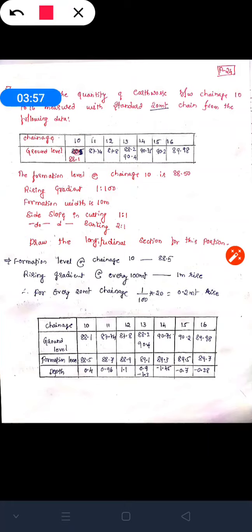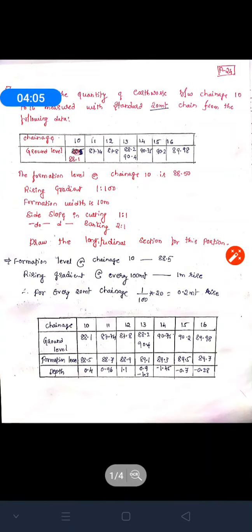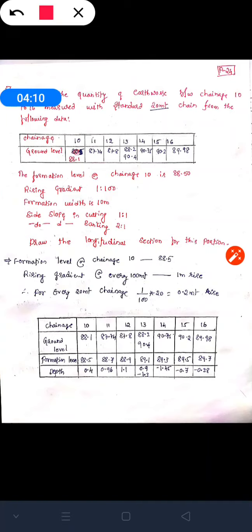Now we should calculate the depth. In order to calculate the depth we should use the formula: formation level minus ground level. Here the formation level is 88.5 and the ground level is 88.1. After deducting, we got 0.4. Similarly we get 0.96 for chain 11, and for chain 12 it is 1.1. But at chain 13 we have two ground levels. For the first ground level we got 0.9 and for the second ground level we got minus 1.3 here.